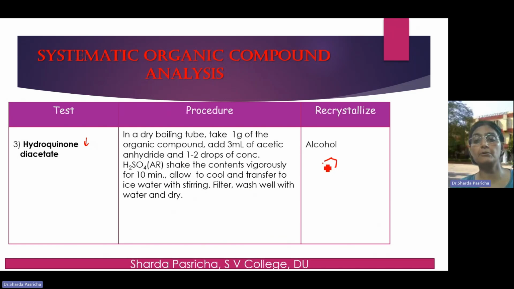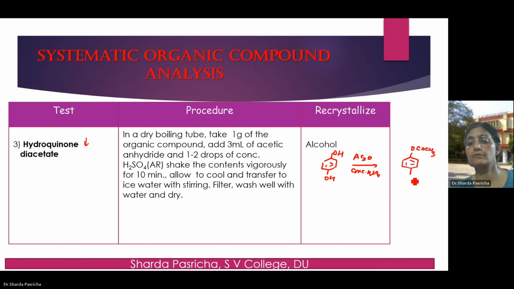Basically, you have hydroquinone, and you react it with acetic anhydride in the presence of concentrated sulfuric acid. You will get hydroquinone diacetate. That will be the reaction.